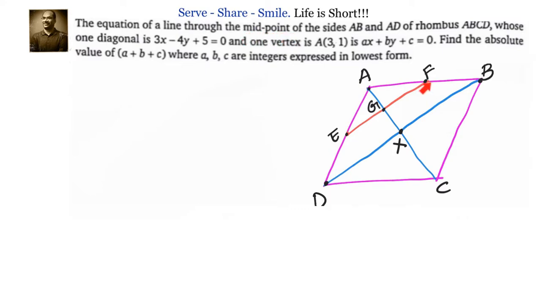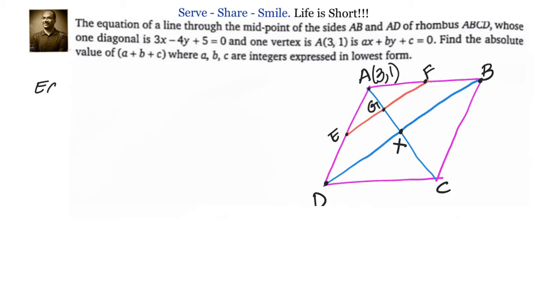So we have drawn a rhombus. The midpoints of sides AB and AD are E and F, and the EF equation is represented in the form ax plus by plus c equals 0. We have to find the absolute value of a plus b plus c. We know the coordinates of A are (3, 1).